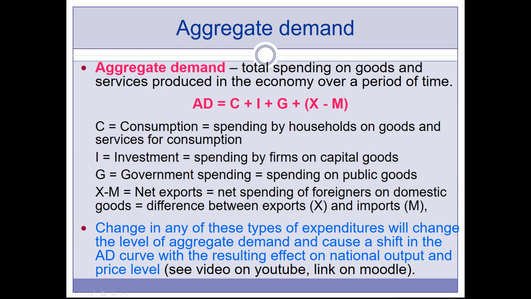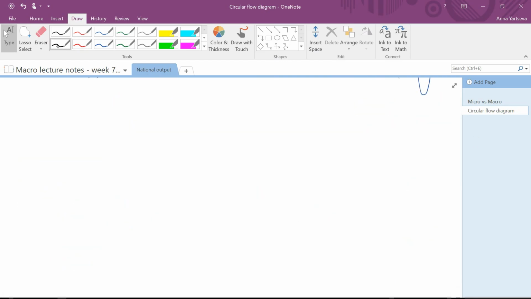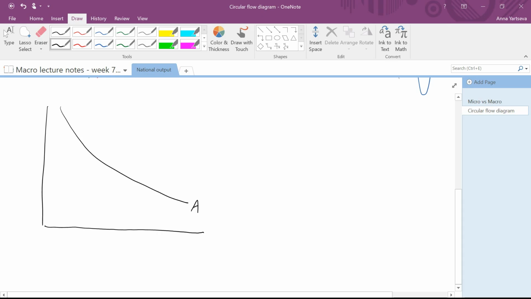And what is important to understand is that a change in any of these types of expenditure will change the level of aggregate demand, and it will cause a shift in the aggregate demand curve, which will cause a chain reaction. It will change all other macroeconomic variables. So let me just demonstrate this effect. As I explained already, we can analyze the situation within the national economy using the diagram with the aggregate demand curve. The aggregate demand curve is downward sloping. There are different reasons for this, but it's beyond the syllabus, so I will not go too much into these details.